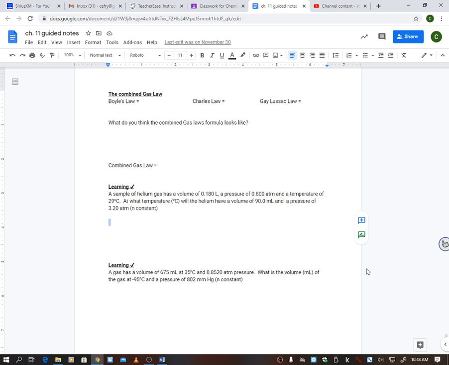Today we are looking at 11.6. It is called the combined gas laws. So you know what the word combined means, so we're going to kind of walk through this, see if you can figure this out without me telling you.